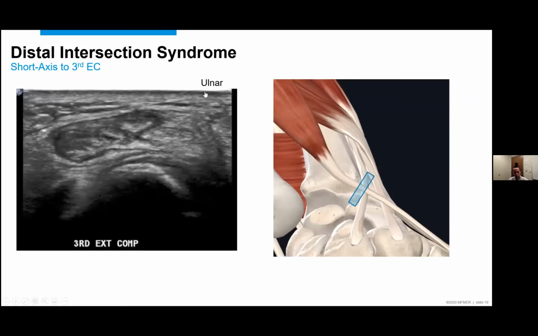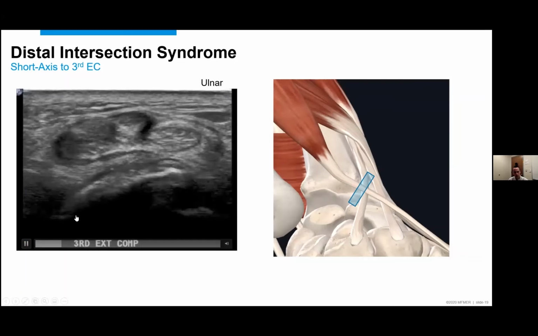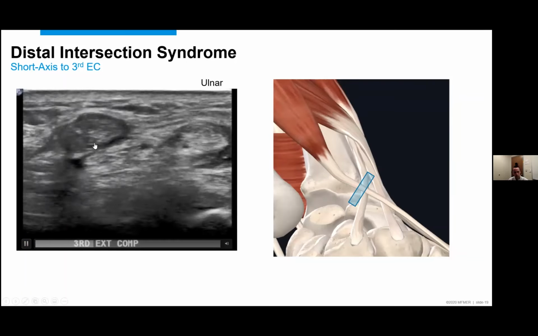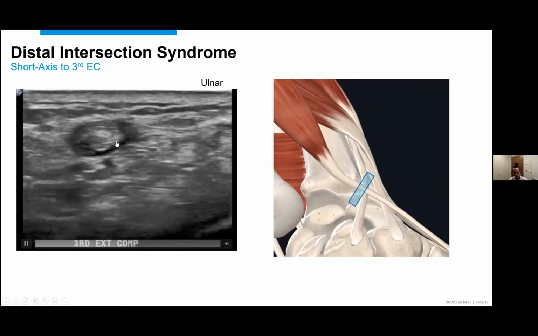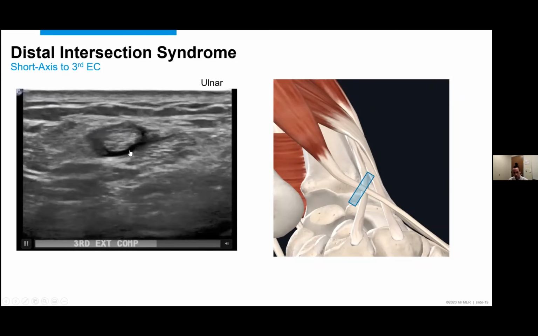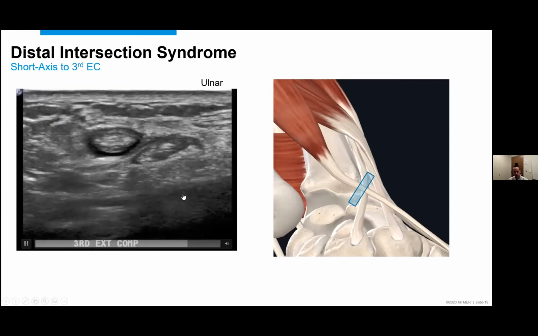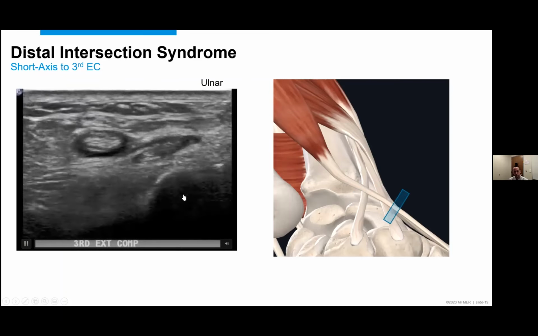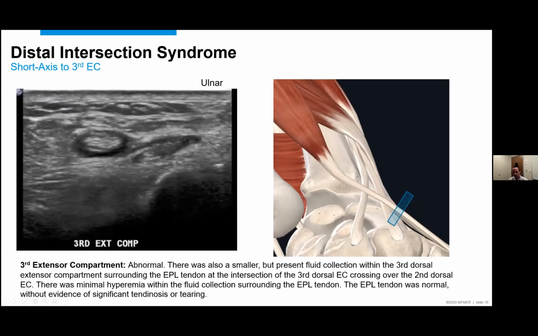So we have ulnar here, so this is our ECRB, ECRL, and this is the third extensor compartment crossing over. I'm trying to keep this perpendicular and in short axis. And as it's crossing over, you can see that fluid collection surrounding the EPL as well. And then distally, you're again seeing that fluid collection surrounding the EPL. I thought I had this little animation going before the video, but you're trying to scan short axis to the third extensor compartment. So getting both, that leads us to the findings for the third extensor compartment.